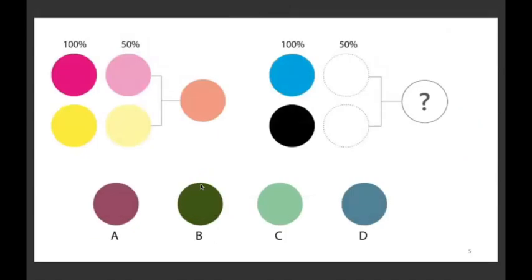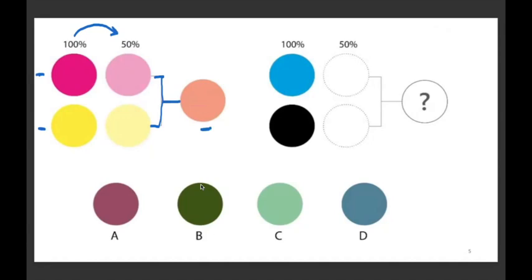You're given here, in this figure, two pigments at 100% pigment. This is a pink colored pigment, this is a yellow colored pigment. When this goes from 100 to 50% intensity, it becomes this much lighter in tone. Further, when you combine these two colors, we get this peach color, a skin color tone here.